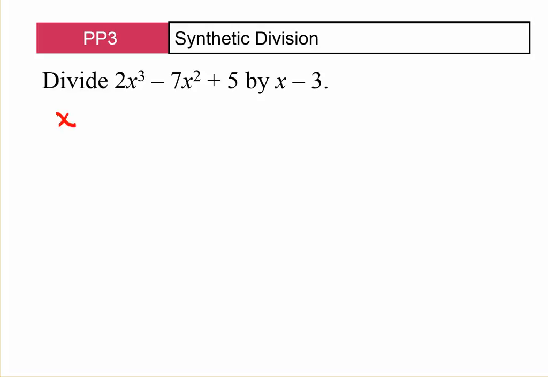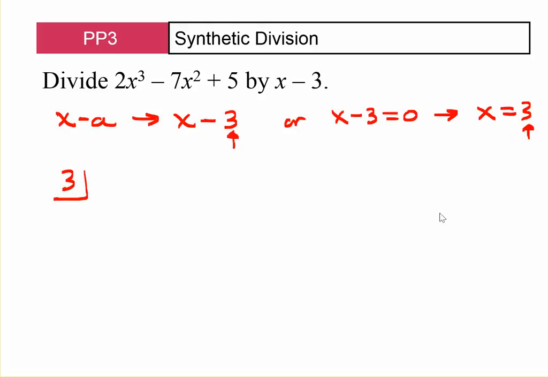All right, let me put it down. Let's see. So x minus a is what we want to look for. So it's x minus 3. The a value is really 3. Or another way to look at it is we just set this equal to 0. X minus 3 set equal to 0. And what does x have to be? X equals 3. So we use that a value. It's not just because it's subtraction, it's because when you solve it for 0, that's your a value. So 3 on the outside, inside a little corner.